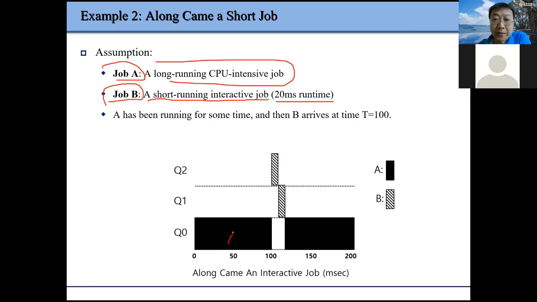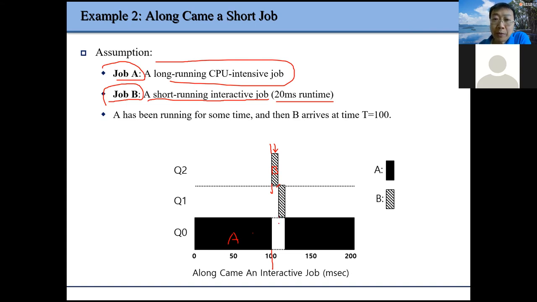After job A is put onto the bottom queue, Q0, at a particular time job B enters into the system. At this moment, suppose it's at 100. The scheduler looks at the two jobs, A and B, in the system. B has higher priority because B is on Q2 with high priority. So B will be scheduled to run. After B uses up its time slice, B will move down to Q1.